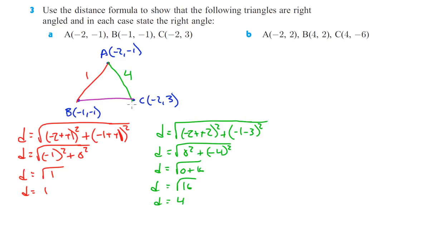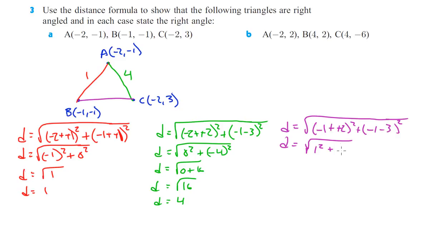All right, let's find this BC side here. So distance is going to be the square root of negative 1 minus negative 2 squared plus negative 1 minus 3 squared. So the distance here is, let's see, negative 1 plus 2 is 1 squared, plus negative 1 minus 3 is negative 4 squared. So the distance is going to be 1 plus 16. So the distance on this one is the square root of, oops, not 16, but 16 plus 1 is 17. So that's the square root of 17.